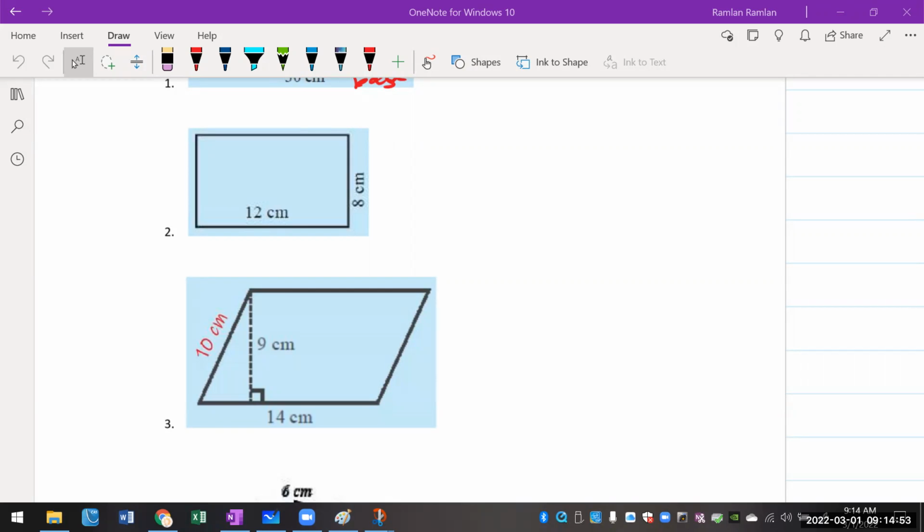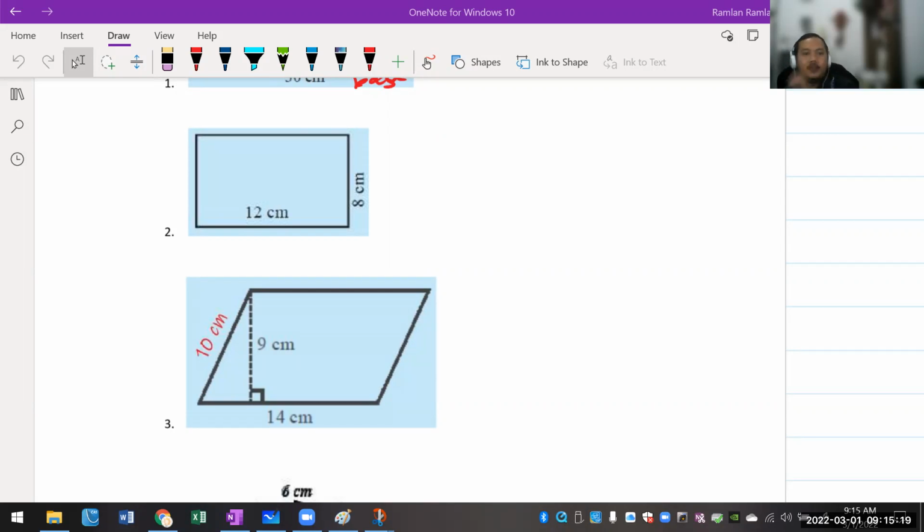Okay, number 1 is a triangle. Number 2 is a rectangle. Number 3 is a parallelogram, right? That is a parallelogram. So please be careful with the base and the height. Like I said before, guys, the very basic concept when you're calculating area is just base times height. That's it, okay? And just remember that the base and the height need to be perpendicular.